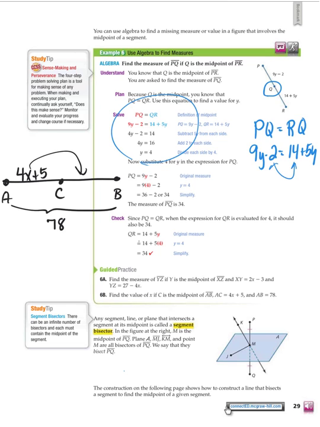So I can look at this one of two ways. I can say, okay, if I have two 4x plus 5s, that gives me 78. Or if I just have one 4x plus 5, that's half of the 78. So that's going to be about 39. So I can go about this either way. Neither one is more honors student than the other. They're both just perfectly fine.